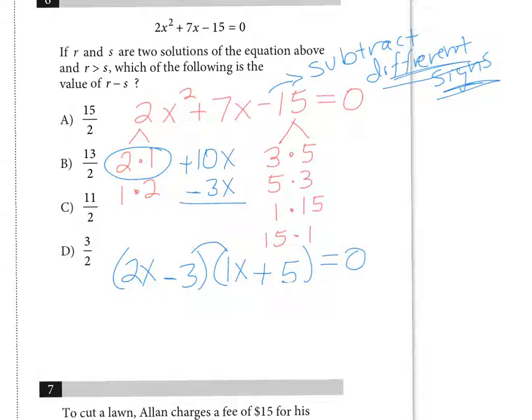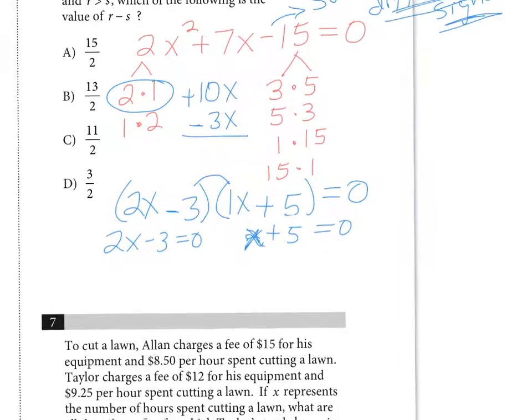Zero product property. The zero product property says the first factor, which is 2x minus 3, is equal to 0. X plus 5 is equal to 0. Let's solve for the first one. How do I solve for the first one? What do I do to solve for x here?